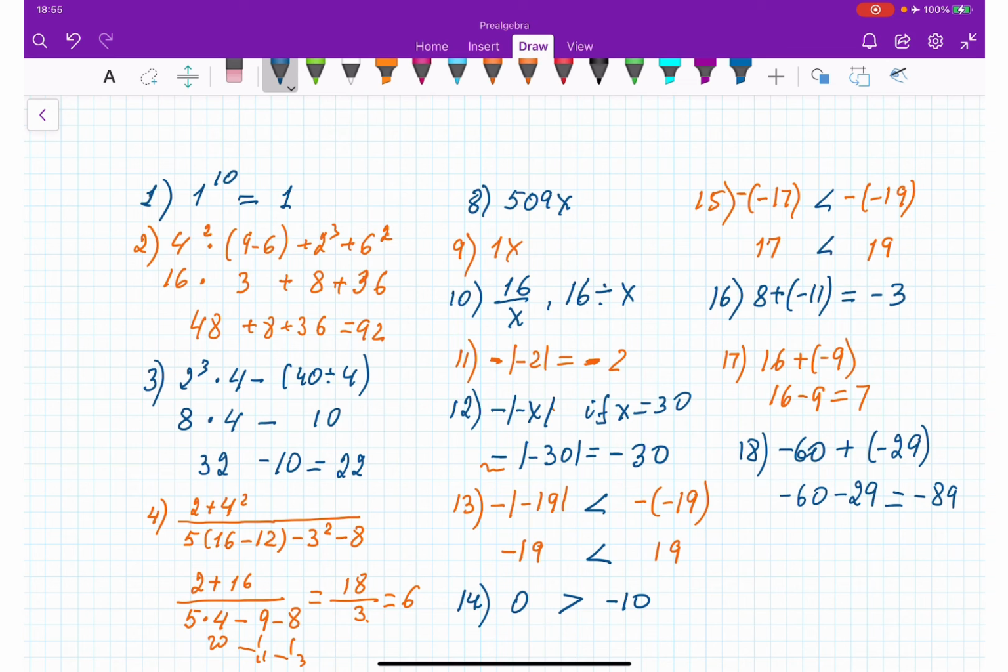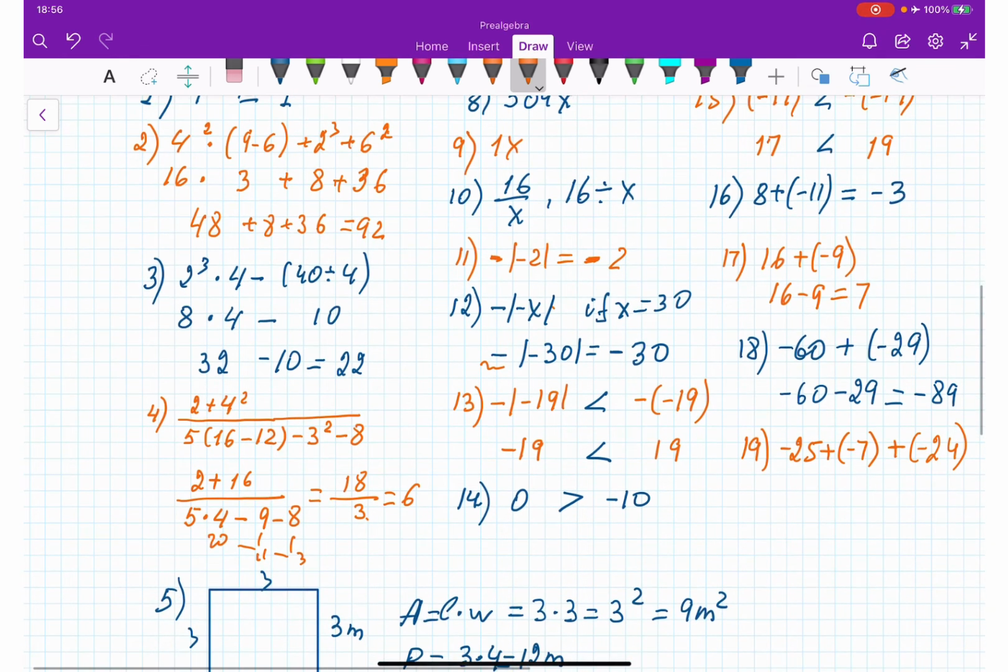Question number 19. Total 20 questions, so I'm almost done. Question number 19. Negative 25 plus negative 7 plus negative 24. I'm going to drop the plus sign. If you want it, you can keep it, your choice. So negative 25, negative 7, negative 24. So all numbers are negative. That means I'm going to add all numbers.